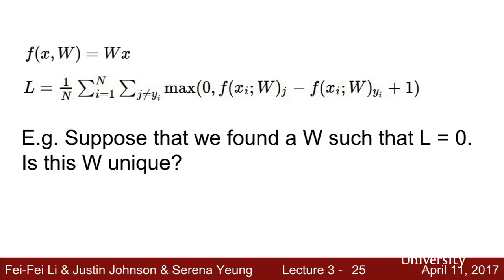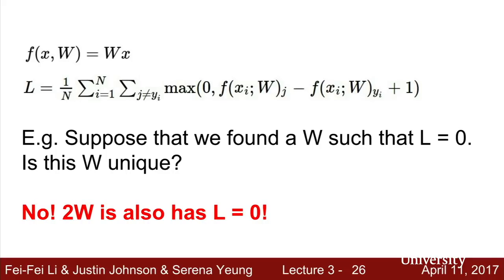Now, another question about this loss function. Suppose that you were lucky enough to find a W that has loss of 0. You're not losing at all, you're totally winning, this loss function is crushing it. But then there's a question: is this W unique, or were there other Ws that could also have achieved 0 loss? Yeah, so there are definitely other Ws.